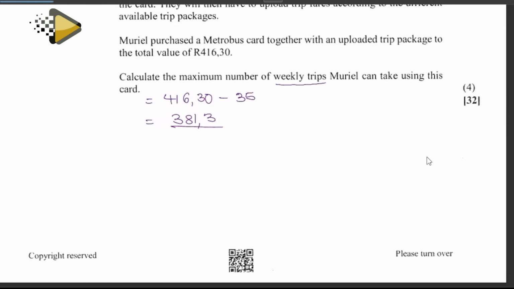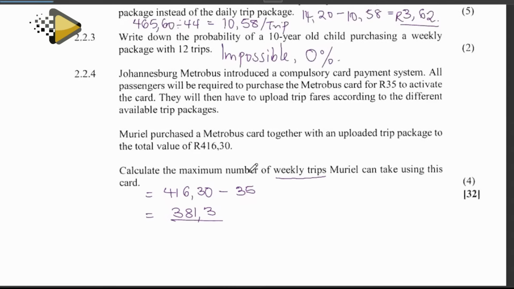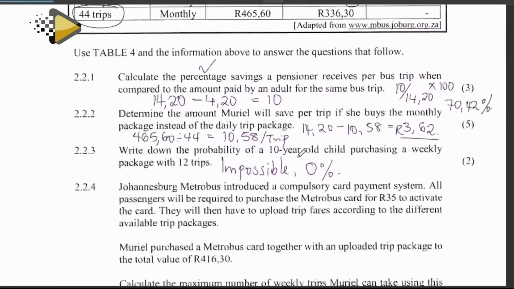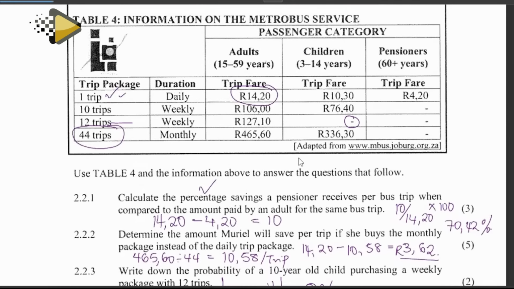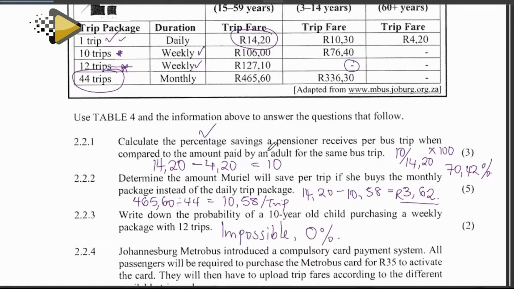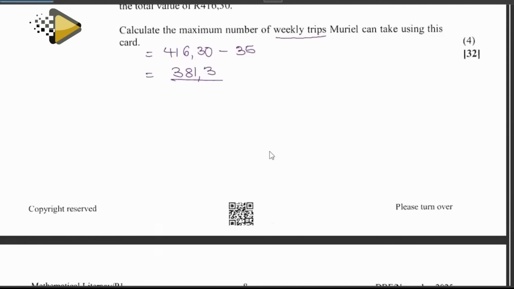So now we are looking at this person, how much will he buy? They told us the maximum number of weekly trips he can take using this card. They never told us which, because there are two kinds of weekly trips: the one for 10 trips, and another weekly one, the 12 one. Anyway, let's come here. We shall divide with one of them and you see. If he uses the 10, we shall divide by this much.